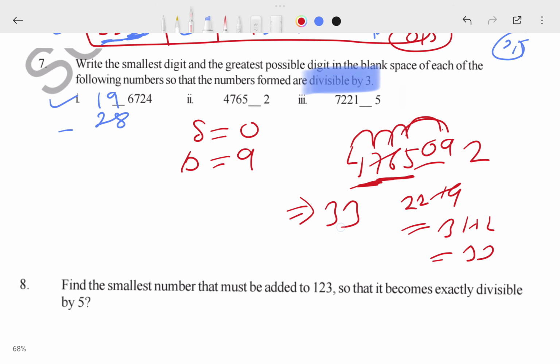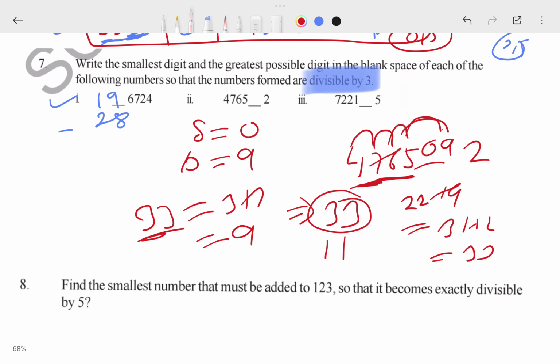Is 31 in the 3 table? Yes it is. Otherwise, if you write 33, is it in the 3 table or not? Add this one also, 3 plus 3, that is going to be 6. In the 3 table 6 is there, so it is also divisible by 3. So here you can write 0 or 9.